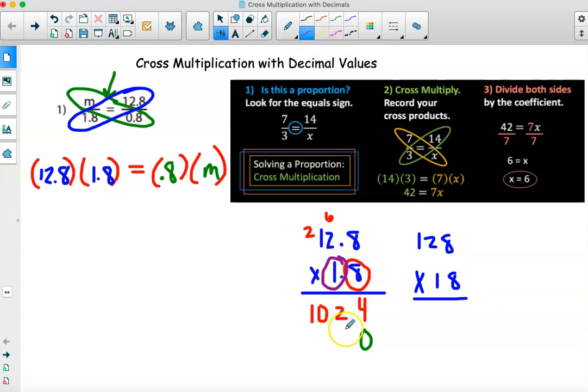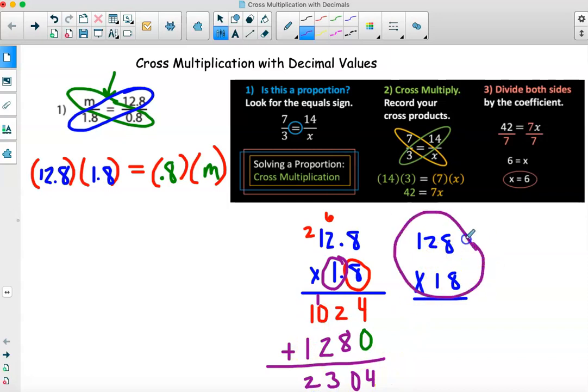So 8 times 1 is 8. 2 times 1 is 2. 1 times 1 is 1. And then we need to add these values together. So we get 4. 8 plus 2 is 10. Carry the 1. 2 plus 0 plus 1 is 3. And 1 plus 1 is 2. If I were to multiply this, I'd also get 2,304.